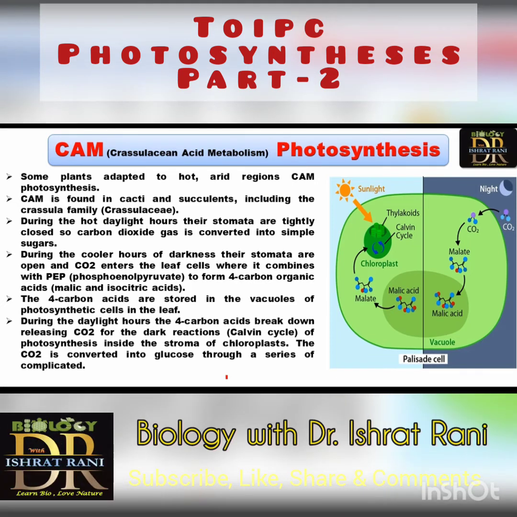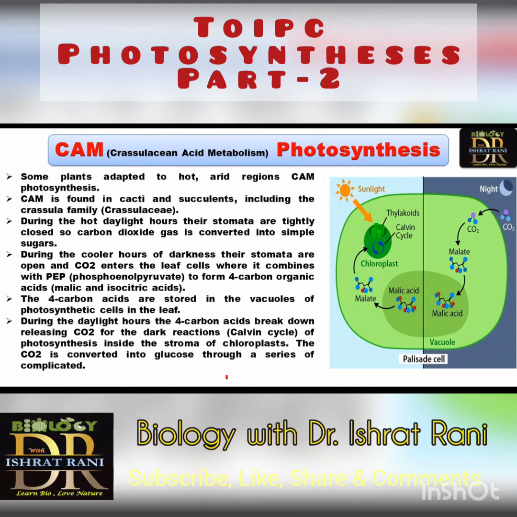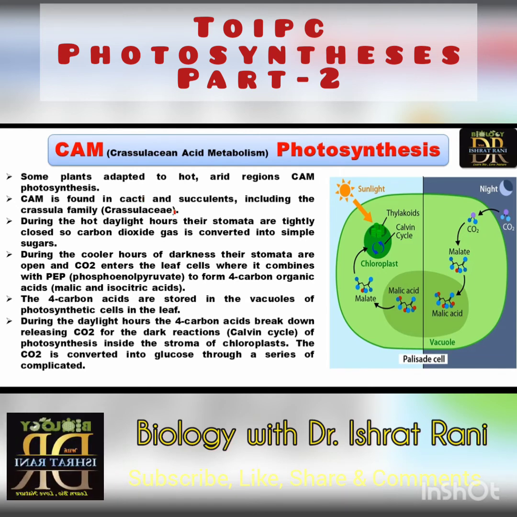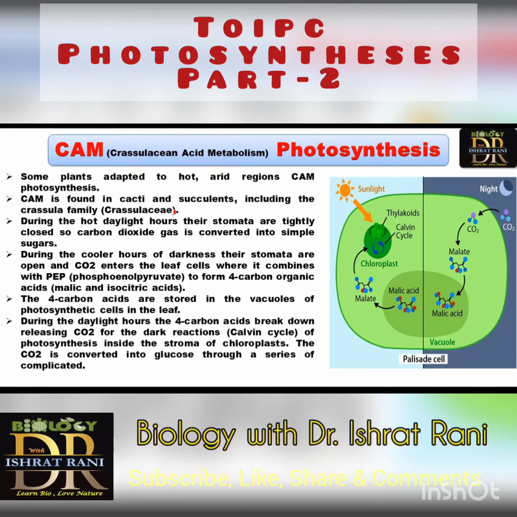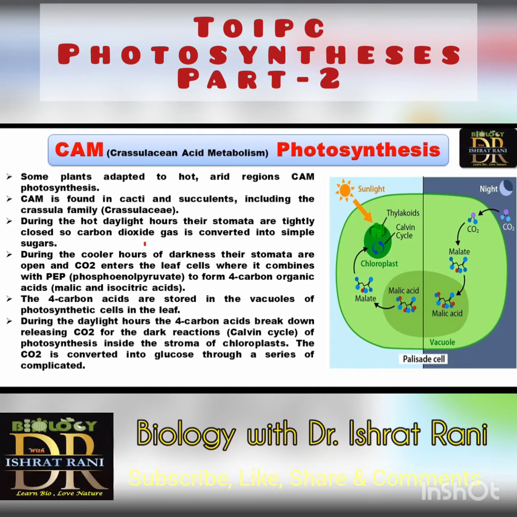So what is CAM photosynthesis? It is known as crassulacean acid metabolism, because some plants present in hot and arid regions, like cactus and succulents, close their stomata during extreme light to reduce the rate of transpiration. When their stomata are closed, carbon dioxide will not enter, so they use carbon dioxide at night time. Here is the figure.